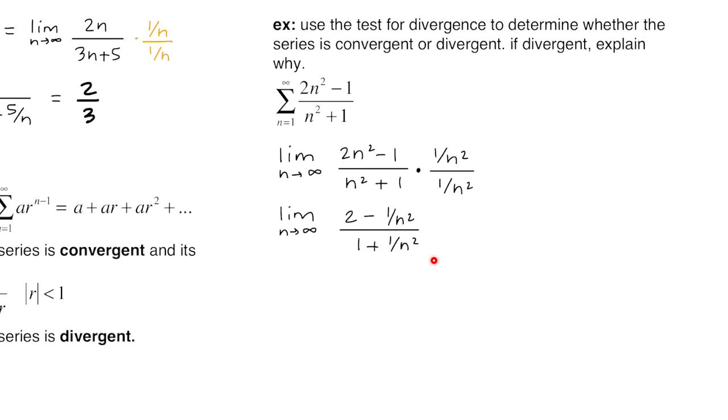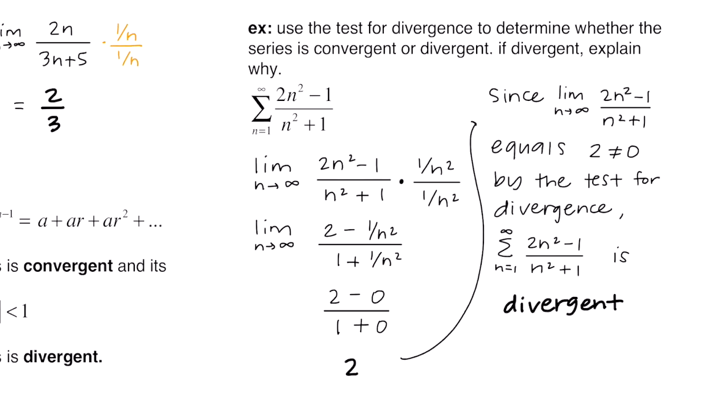When we take the limit of the bottom, the limit of 1 is 1. Then the limit as n gets larger and larger of this term will go to 0. So this simplifies to positive 2. And I wrote it out since the limit as n goes to infinity of 2n squared minus 1 over n squared plus 1 equals 2, which doesn't equal 0. By the test for divergence, this series is divergent.